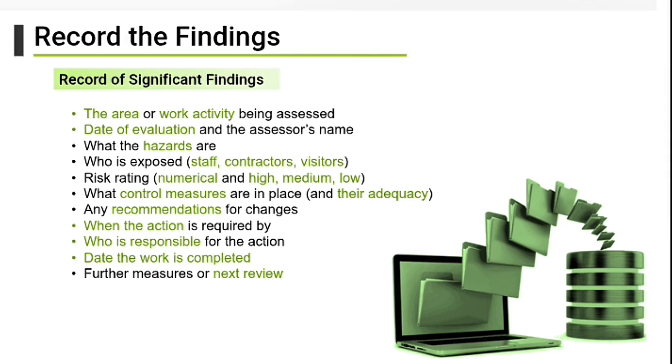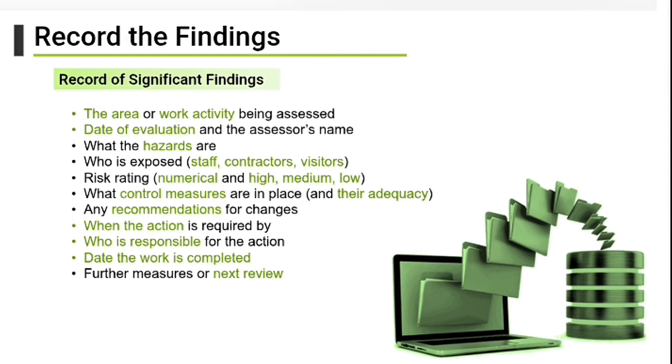Control measures. Detail the control measures currently in place and evaluate their adequacy in addressing the identified hazards. Recommendations for changes. Document any recommendations for changes or improvements to existing control measures or safety protocols. Action required by. Indicate the deadline or time frame by which action needs to be taken to address the identified issues.